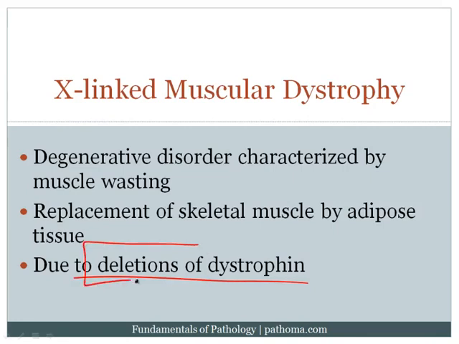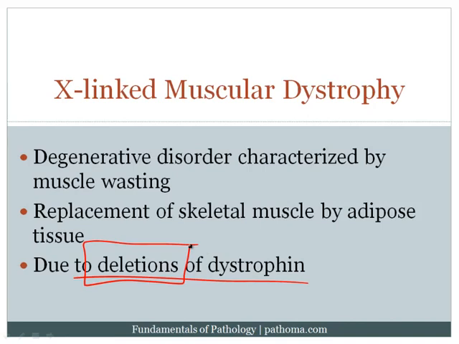Number one, it is due to deletions of dystrophin. This is also known as Duchenne's muscular dystrophy, and remember that Duchenne's is also due to deletions, and so they both begin with a D. The second point that you have to know is that mutations are often spontaneous in this gene. Now, the reason this happens is because this gene is the largest gene in the human genome. And so therefore, because of its large size, there's an increased risk for spontaneous mutations.